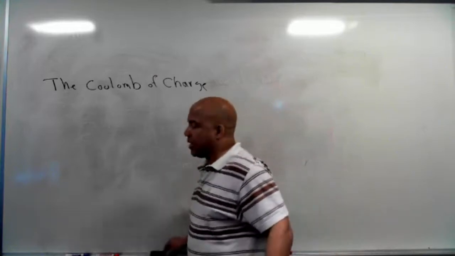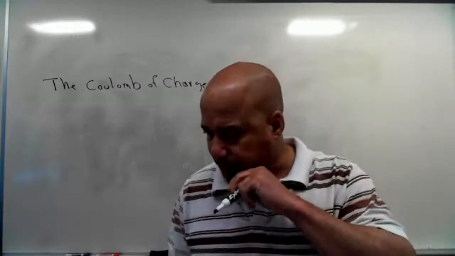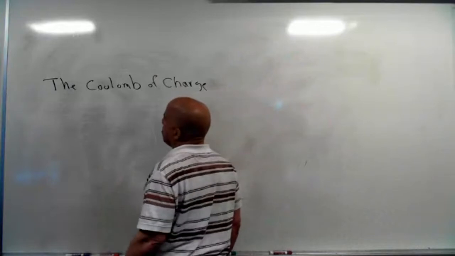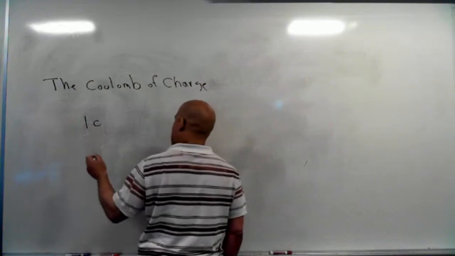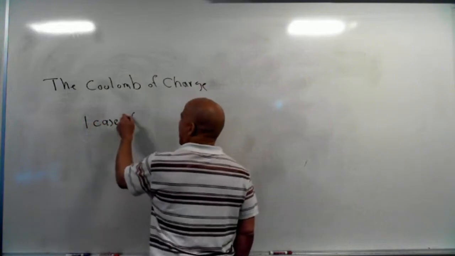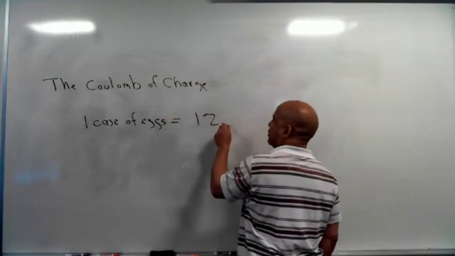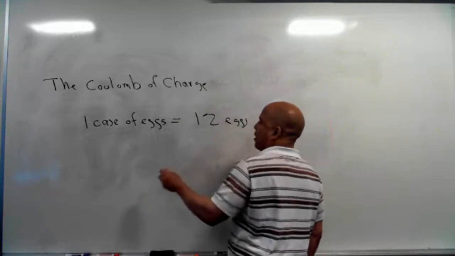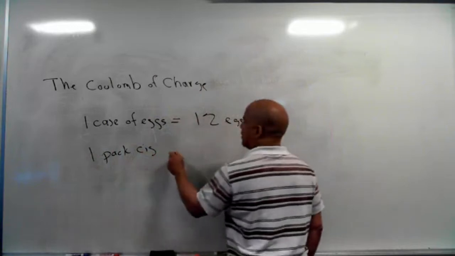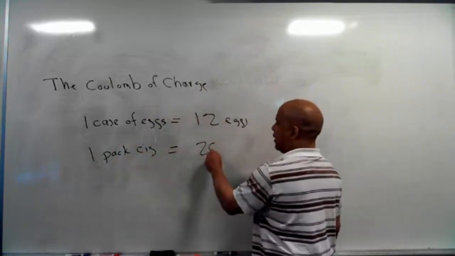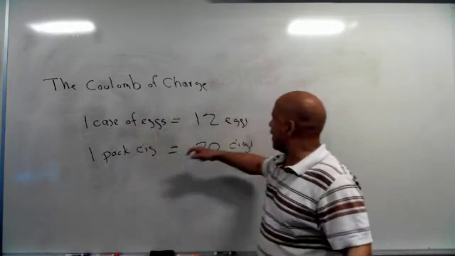But as I mentioned a few minutes ago, a coulomb is an amount of something. It's an amount of charge. So think about it like this. If I have a case of eggs, that's usually 12 eggs. It's a dozen. If I have one pack of cigarettes, I don't smoke, somebody told me there's 20 cigarettes in a pack.